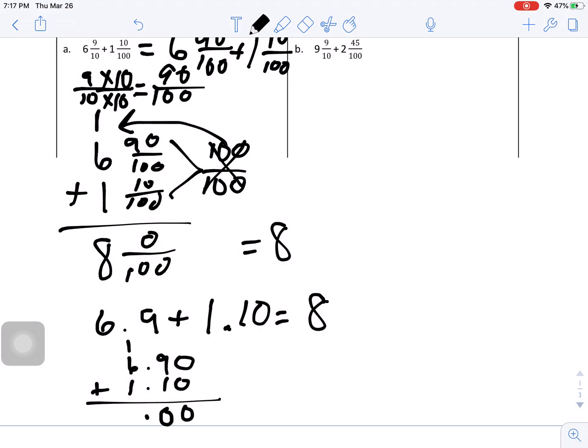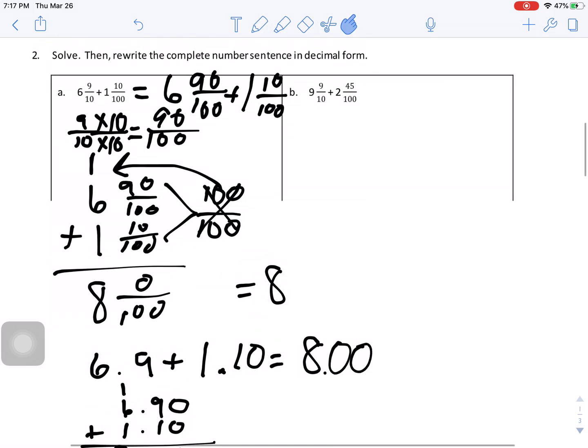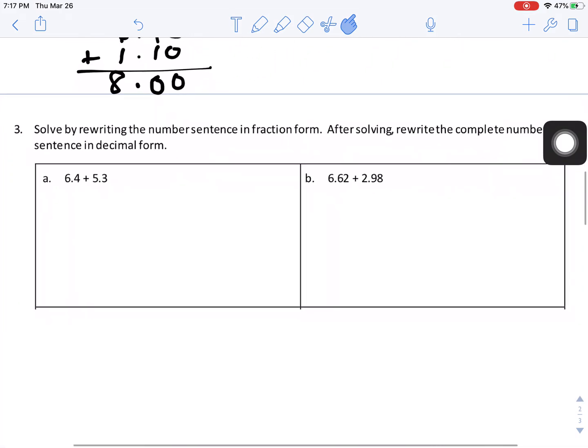I bring down my decimal point to separate my wholes from my parts. I add 1 plus 6 is 7, and 7 plus 1 is 8. My answer would be 8 and no hundredths, or just 8 wholes. You will do the same for all of the problems on number 2.